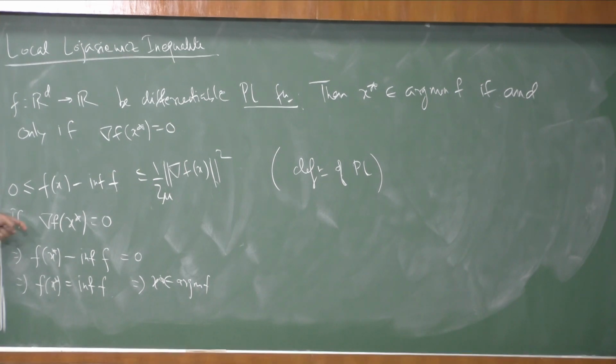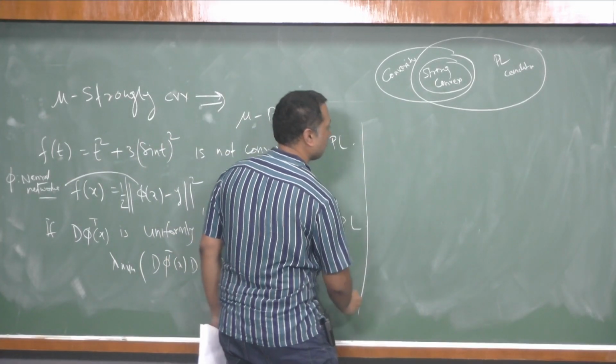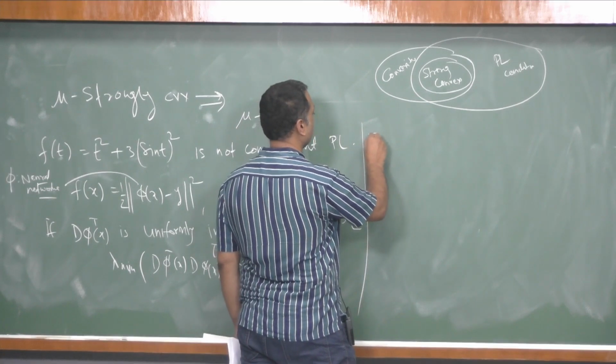So here I assumed that grad f of x star vanishes, then x is the minimum, the optimal point. And then if x is in the argmin of f, then this quantity will be 0. So okay, the other way around, how do we prove it? If x is in the argmin, so let us do it this way. We did this way.